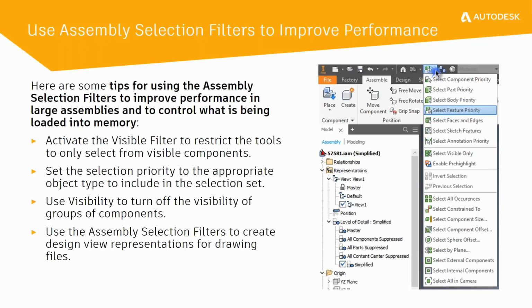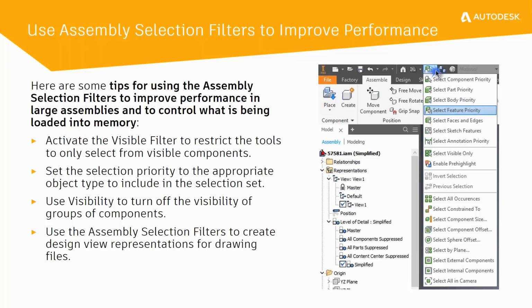These filters enable you to set the priority of your selection, things like component, part, body, feature, faces, sketches, and the likes, right down to some highly intelligent selection filters that enable you to select components based on things like component size. Maybe you're looking to find all of the components that are less than 50 millimeters in length and suppress all of those, which can come in really handy if you've got, say, a 10,000 part assembly and you just want to quickly define a representation that doesn't have all of those components in it.